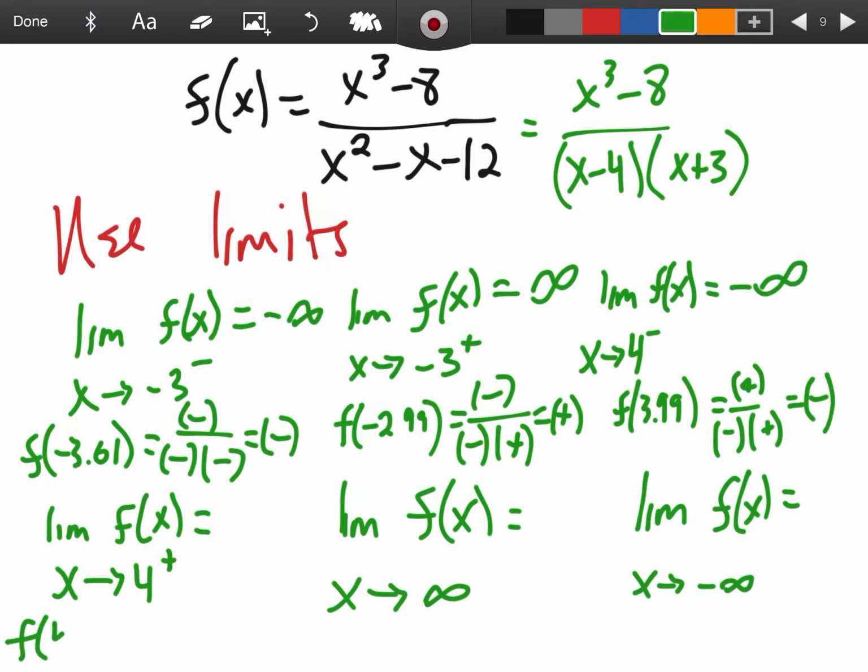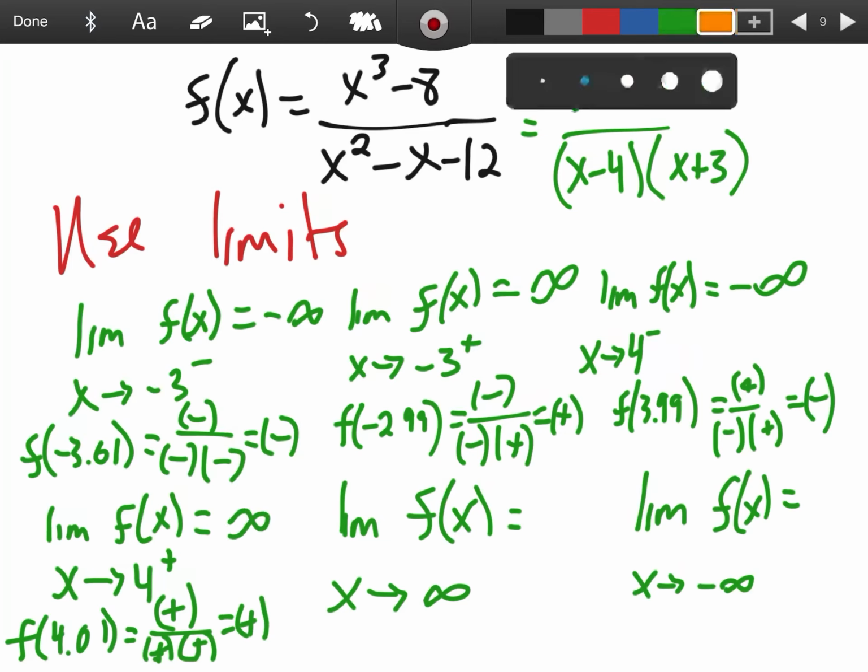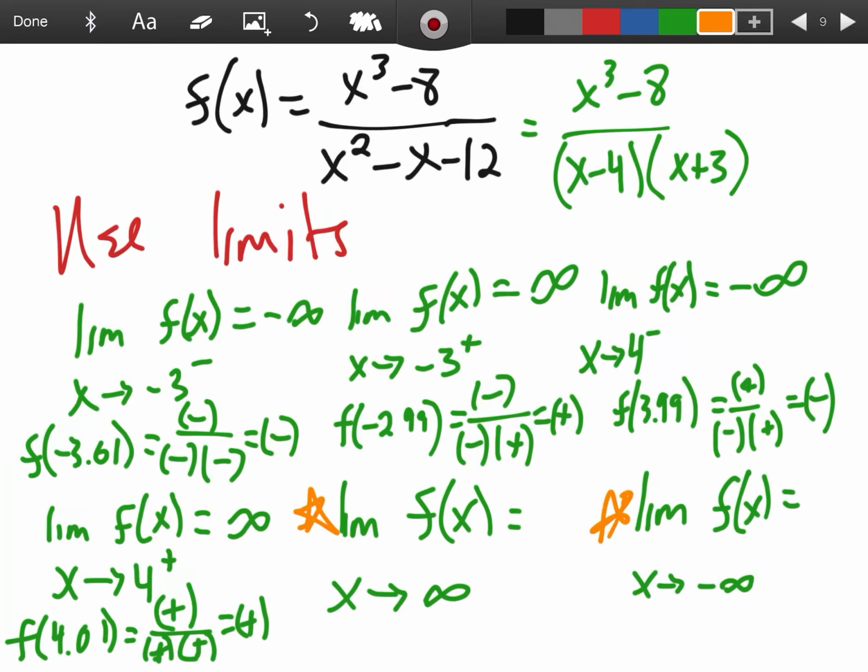All right, down here, f of 4.01. Let's see, that gives me a positive in the numerator. Positive when I subtract 4. And they're all positive, which gives me a positive. We're almost done, don't worry. All right, now these two. These are the most important two because these are a little bit different.